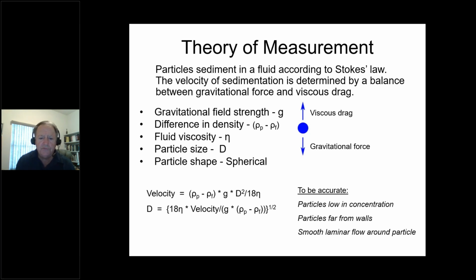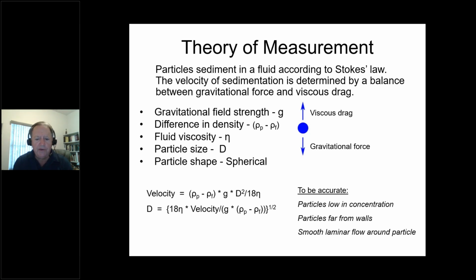Stokes worked with spherical particles or nearly spherical particles. The velocity is given by the equation here below. Velocity is equal to the difference in density between the particles and the fluid, times G, times diameter squared, all divided by 18 times the viscosity. When you rearrange that equation, you can solve for diameter based on velocity. So if you measure the velocity and you know the parameters that make up the rest of the equation, you can determine the particle size diameter directly.